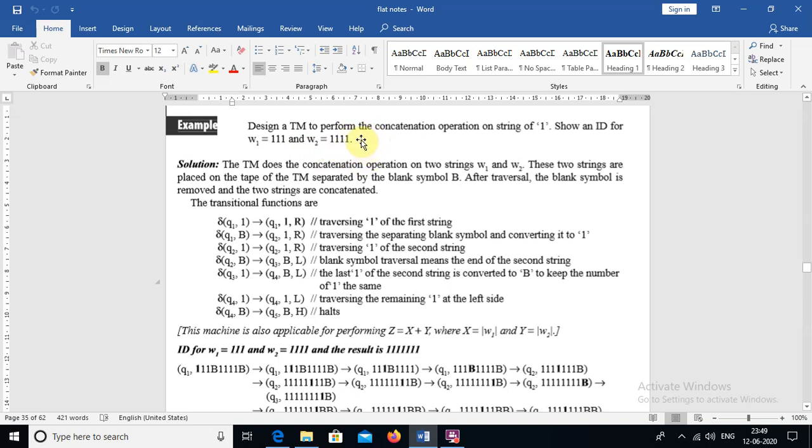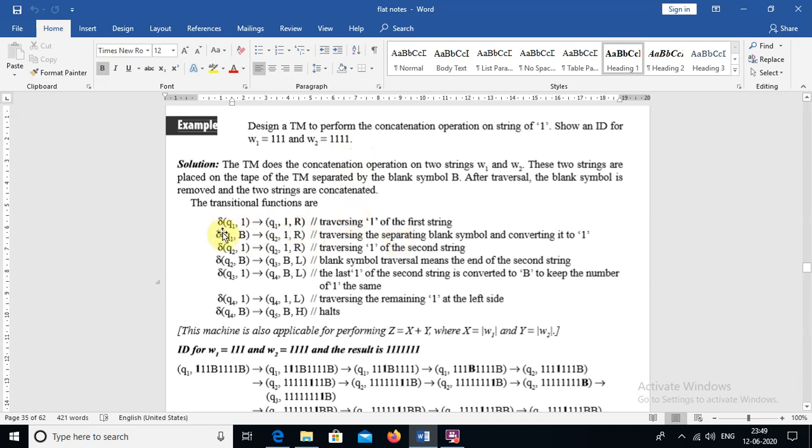Then move left, you find the last one of w2, then that can be replaced with a blank. So then the concatenation operation is actually completed. So the transition functions are defined here.